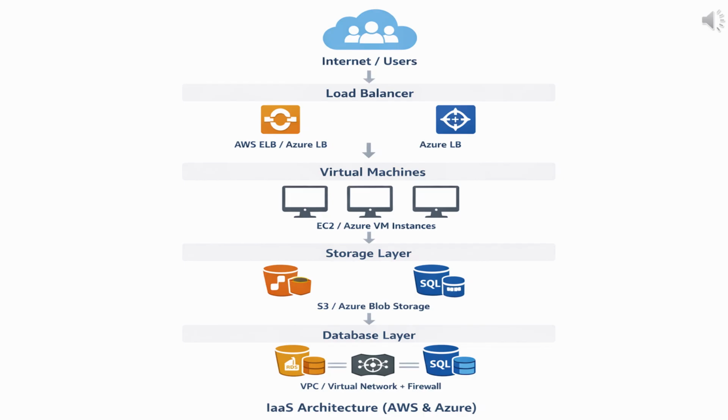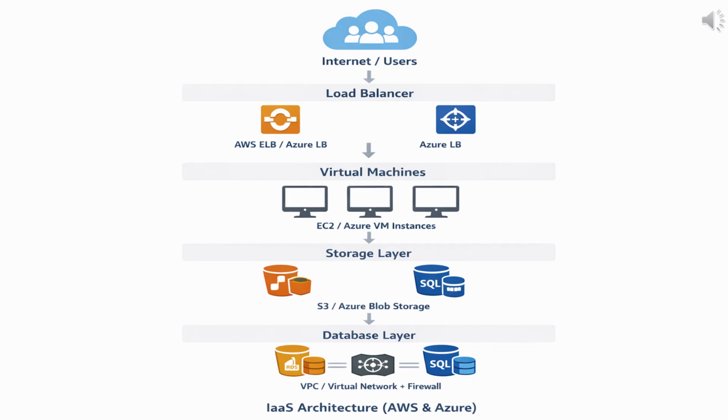Step 1. Users or internet. First, users connect through the internet. Real-time example. When you open a website or mobile app, your request goes from your device to the cloud. Step 2. Load balancer. Next, the request goes to a load balancer. Examples include Elastic Load Balancing in AWS and Azure Load Balancer. Real-time example. If many users access a website at the same time, the load balancer distributes traffic across multiple servers so the system does not crash.